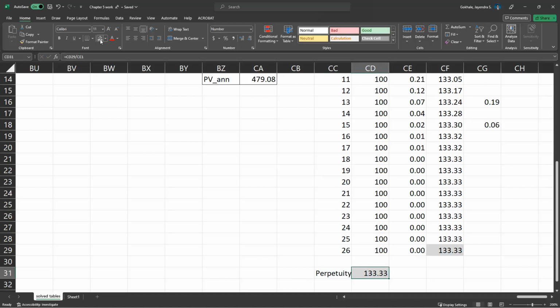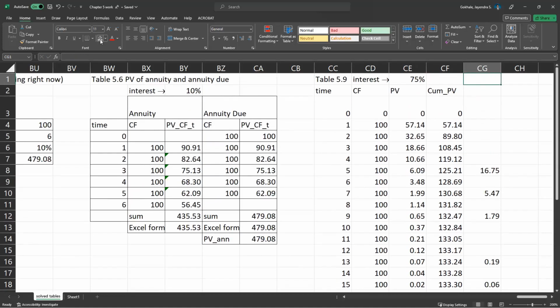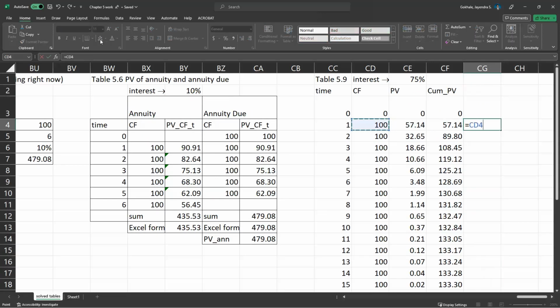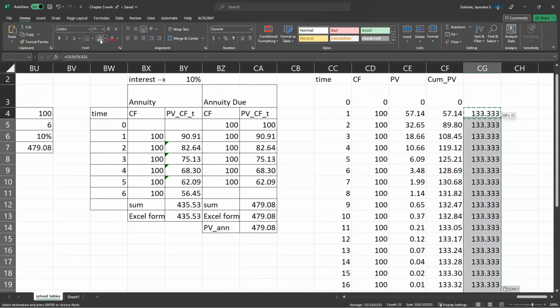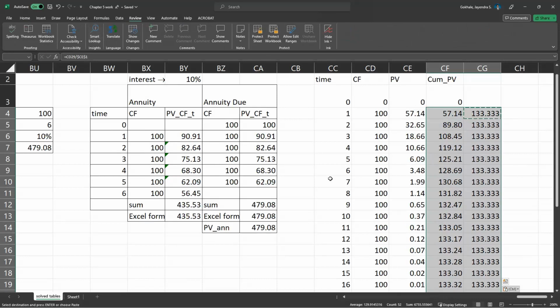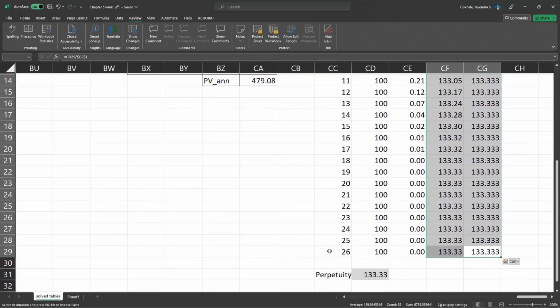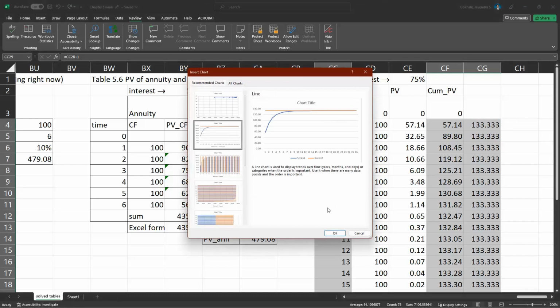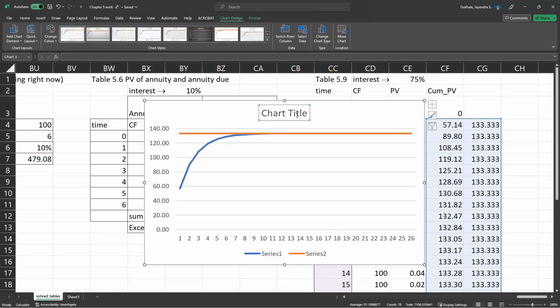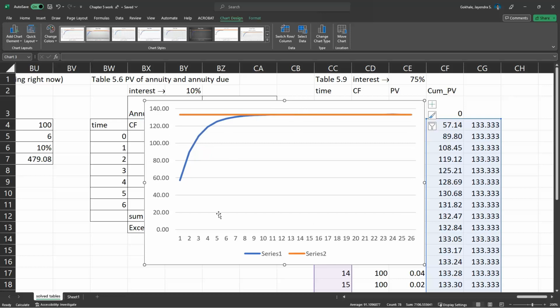Not exactly. So to see that, we can do another small exercise here. What we can do here is equals this over $CE $1. Okay, and let's just plot these. Let us plot the cumulative present value of the annuity, a 26-period annuity, and the perpetuity. So at all points in time, we're just plotting it against the perpetuity. Look at that. Okay. So the orange line is the perpetuity, and the blue line is that annuity.